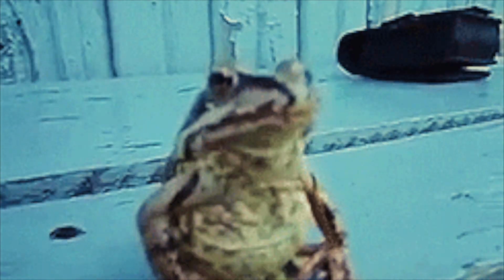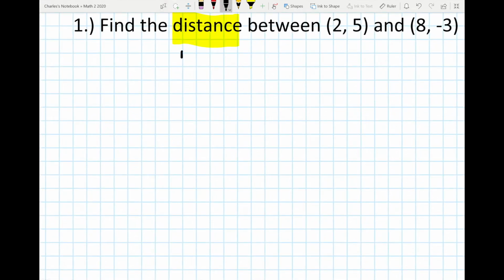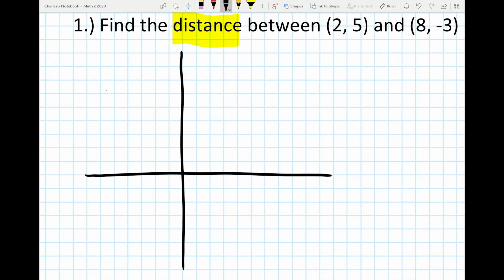And so I'm going to start by making a graph, and I'm going to plot the 2 points. So here's my y-axis, here's my x-axis. Go to 2, 5: that's 1, 2, 3, 4, 5 up, and 1, 2, 3, 4, 5, 6, 7, 8 over. And this is going to be 8, -3. And what I want to know is the distance between those 2 points.